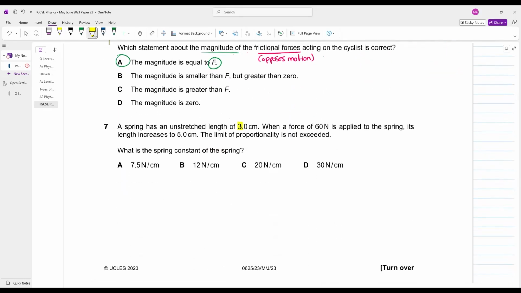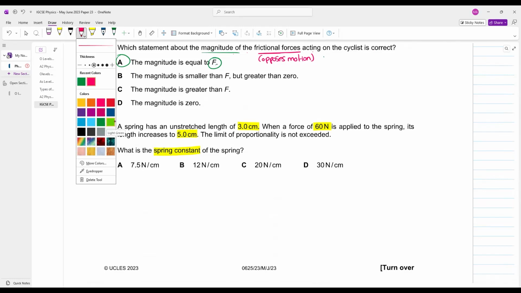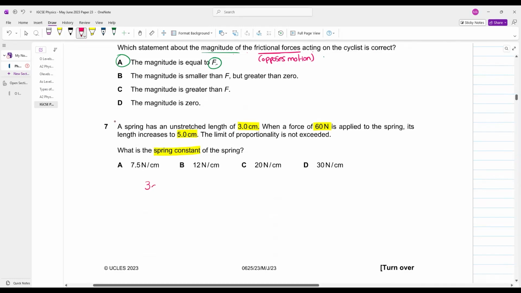A spring has an unstretched length of 3 centimeter. When a force of 60 Newton is applied to the spring, its length increases to 5 centimeter. What is the spring constant? So you have to calculate the value of K. But can you realize the length of the spring has gone from 3 centimeter to 5 centimeter? What is the extension? 2 centimeter.